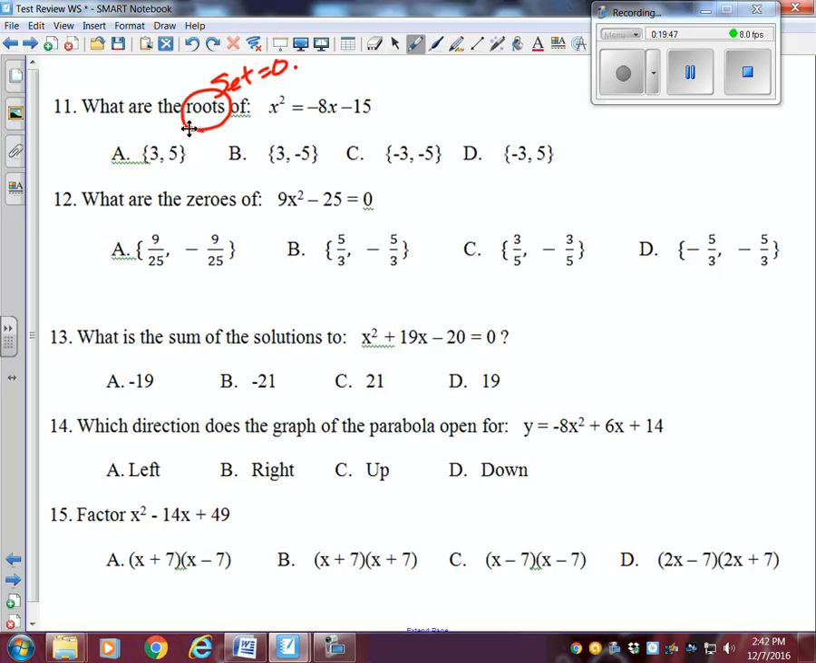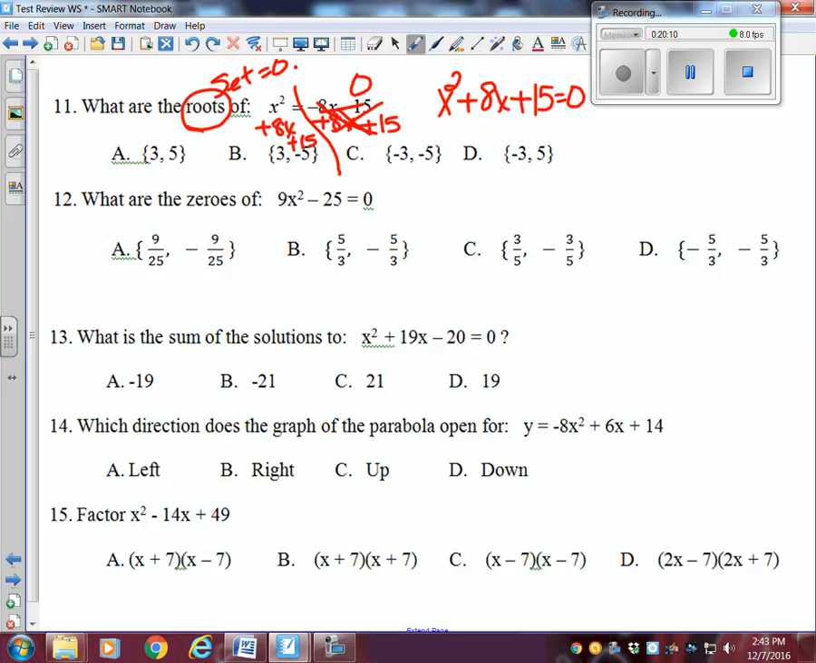I already have an equals, so I'm going to add x to this side and add 8x to this side. I'm going to add 15 to this side, which means I'm going to have to add 15 to this side. So now I have nothing left over here but 0. On the left, when I pull all that together, it's x squared, positive 8x, and positive 15.